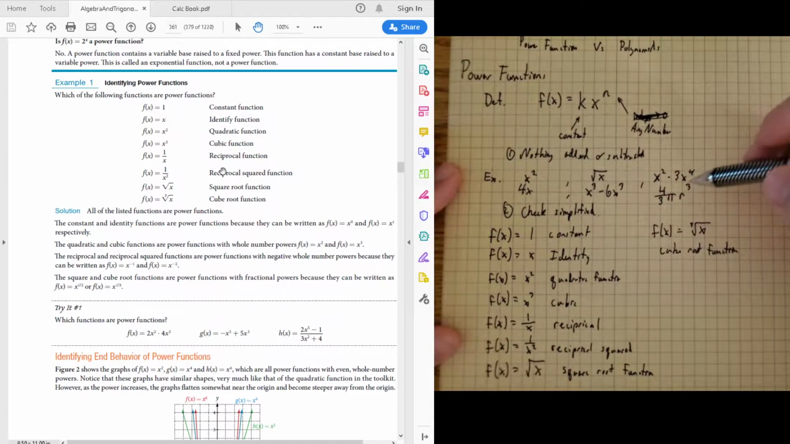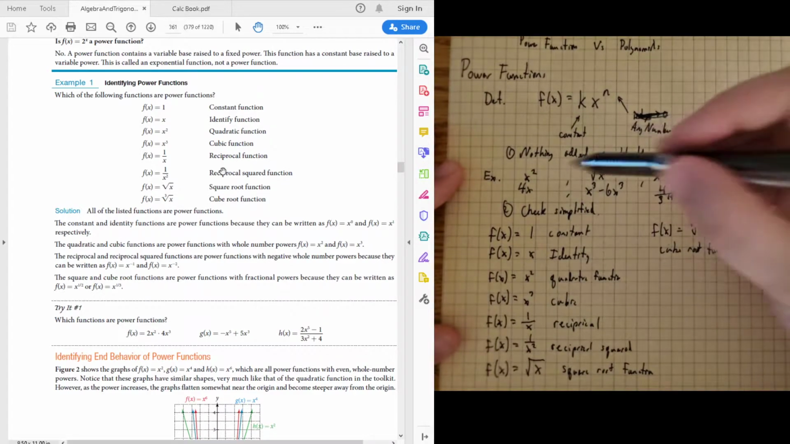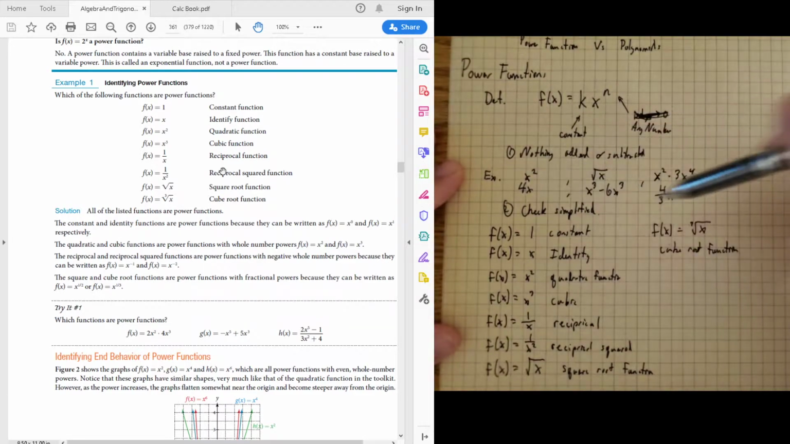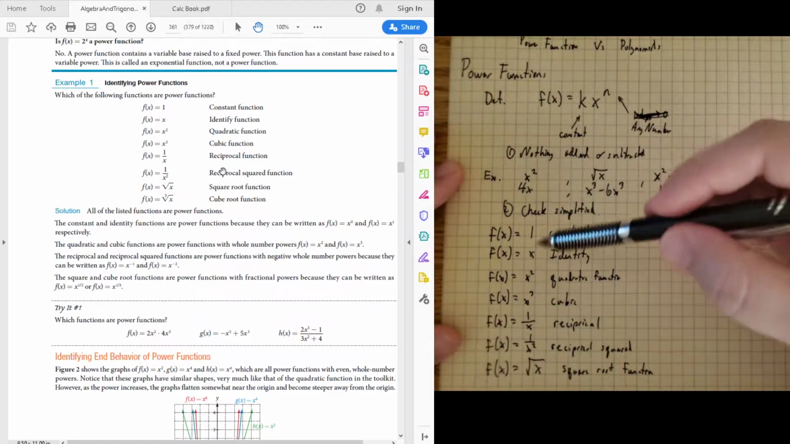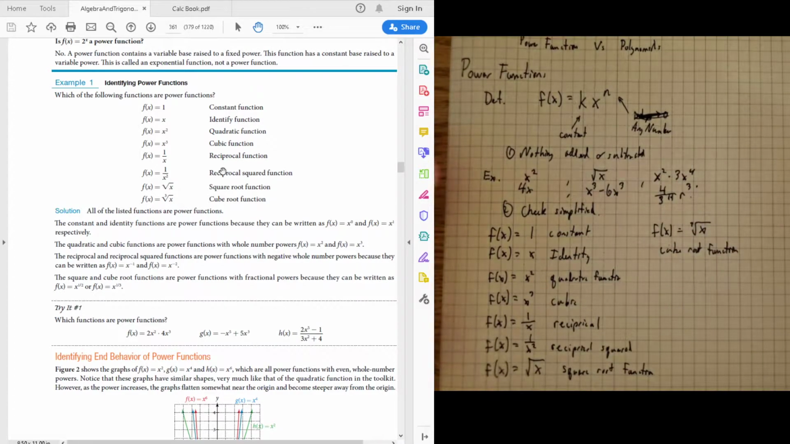This is the volume of a sphere formula from geometry. 4/3 is a number, pi is a number, so you have a number times a variable to the third power. That's just a power function, because it's a constant times a variable to a power. So all of these are examples of less classical power functions, but here are the standard list of power functions.